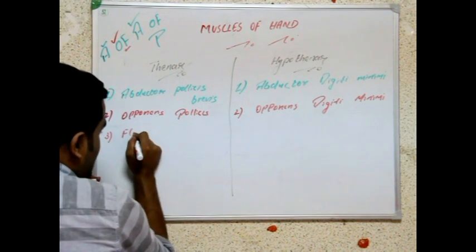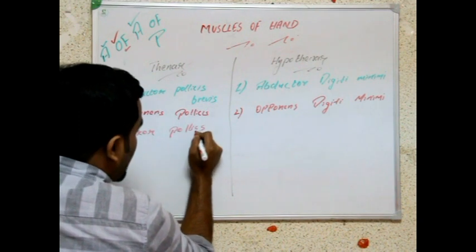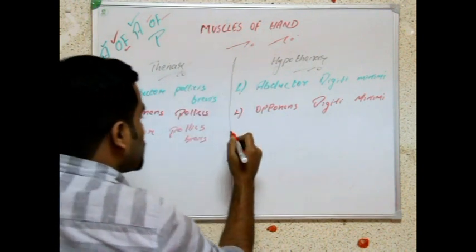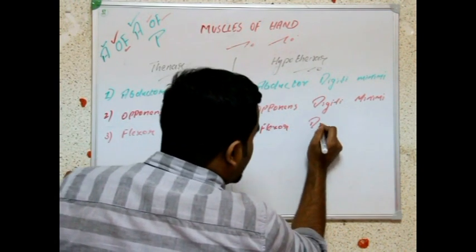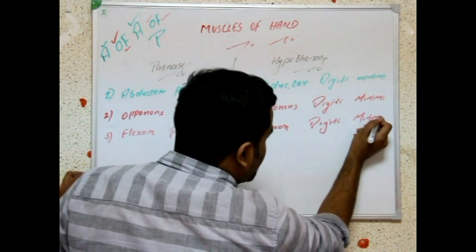F is for flexor pollicis brevis. Here O is done. F here also same. Flexor digiti minimi. Okay.